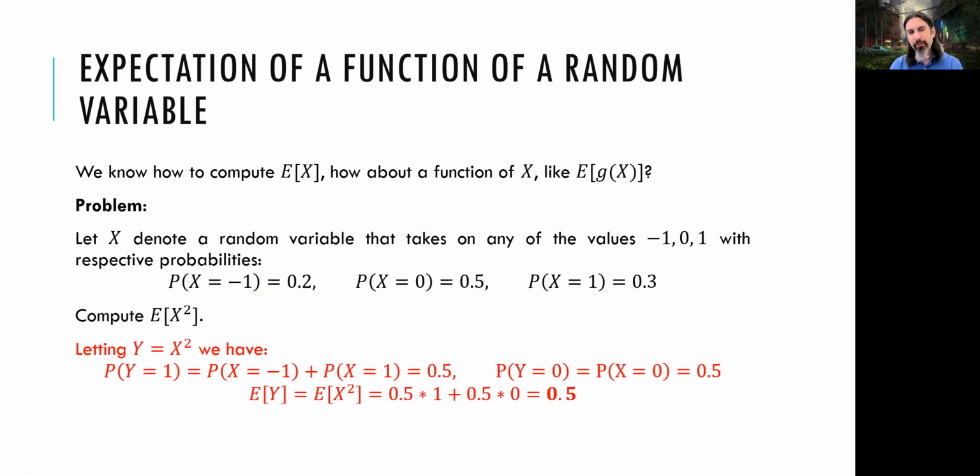Now, expectation of a function of a random variable. This is actually a very important part of the expectation, because it's going to give us a very handy shortcut for lots of different calculations. Now, for example, we know how to compute EX now. Just multiply the probability value with the X value, then sum them all. It's easy, okay? How about GX?